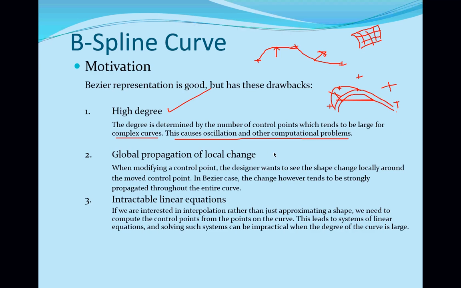Global propagation of the local changes. So basically, I want a localized change. That is what I want to say. When modifying a control point, the designer wants to see the shape change locally around that control point. In the Bezier case, however, the change tends to propagate strongly throughout the entire curve. Okay, so this is the major problem, and this I want to fix. So this is basically the motivation of why I'm going for B-spline.